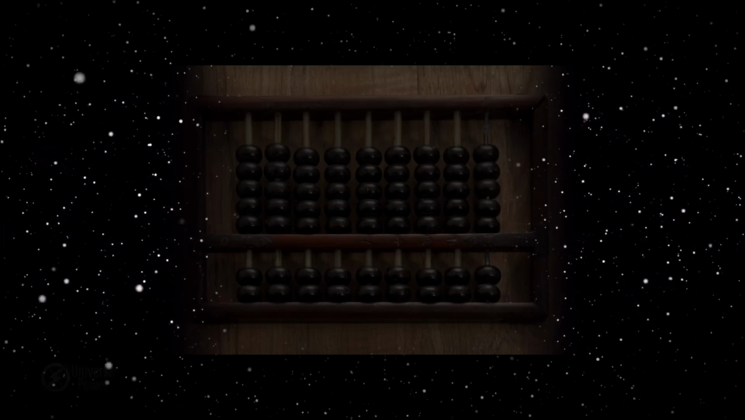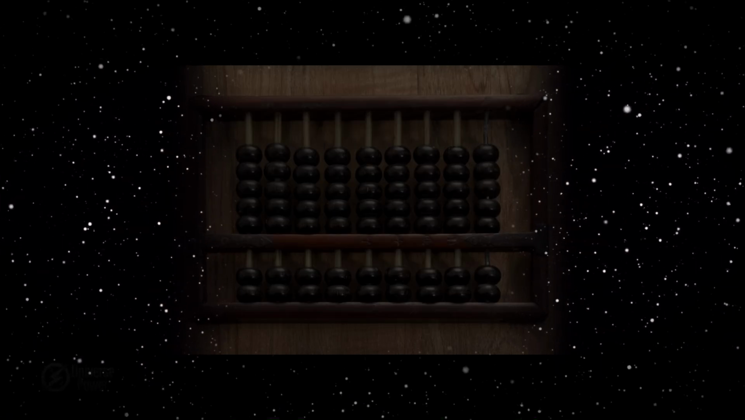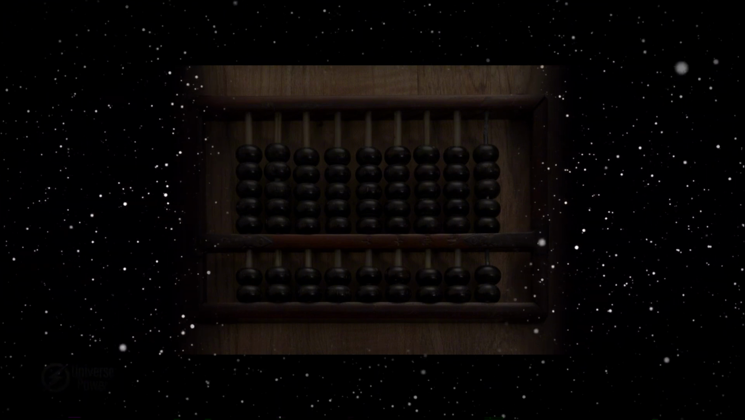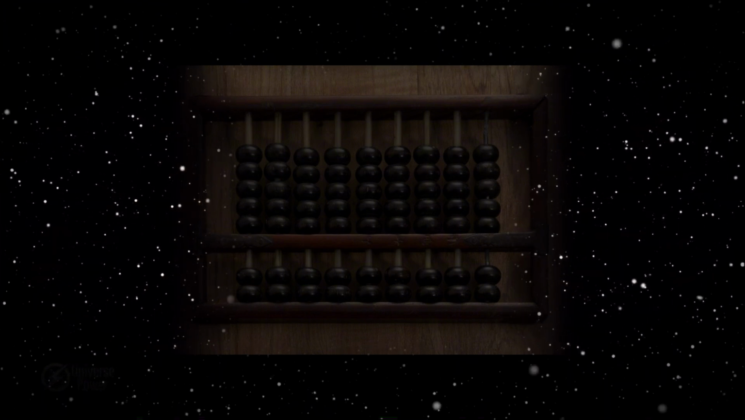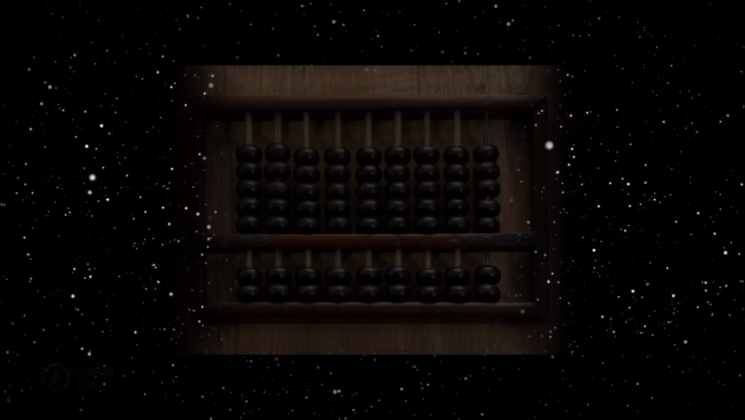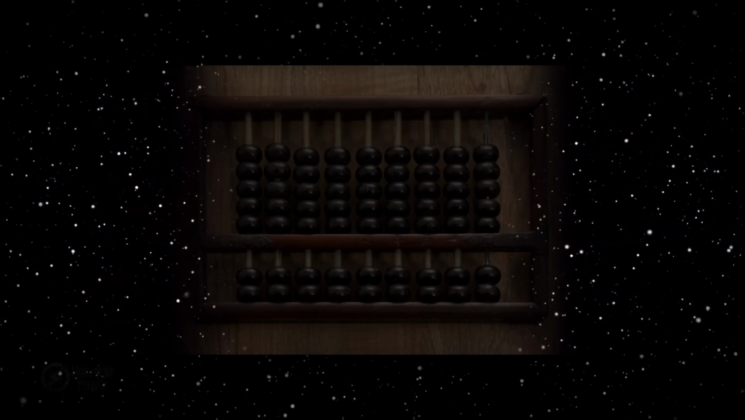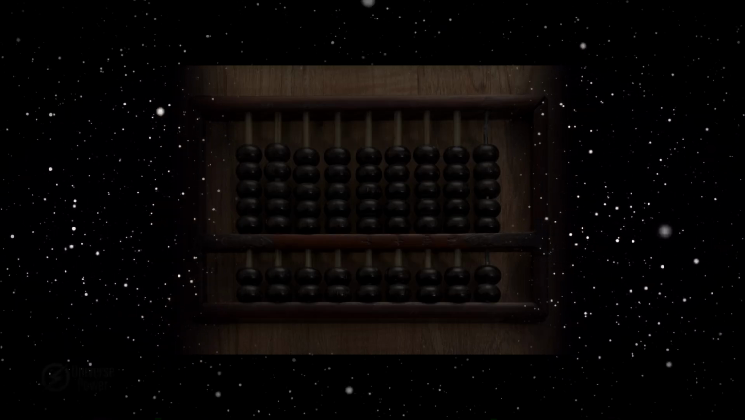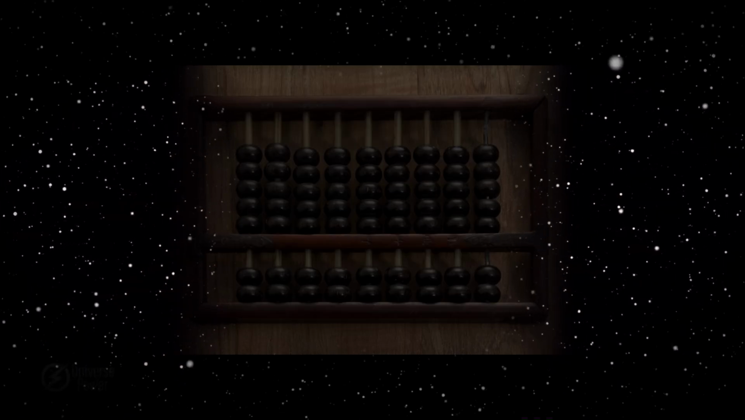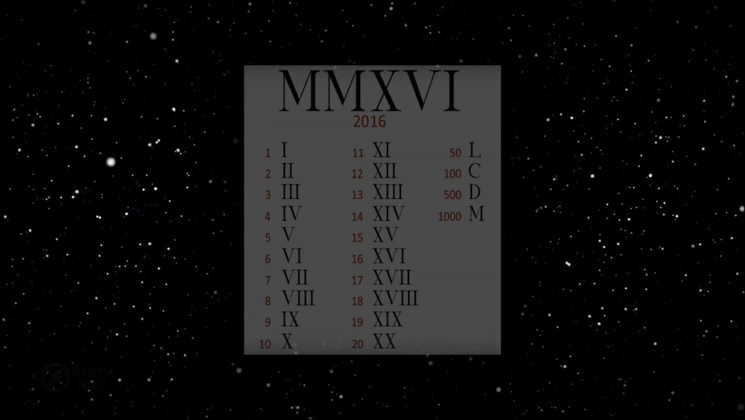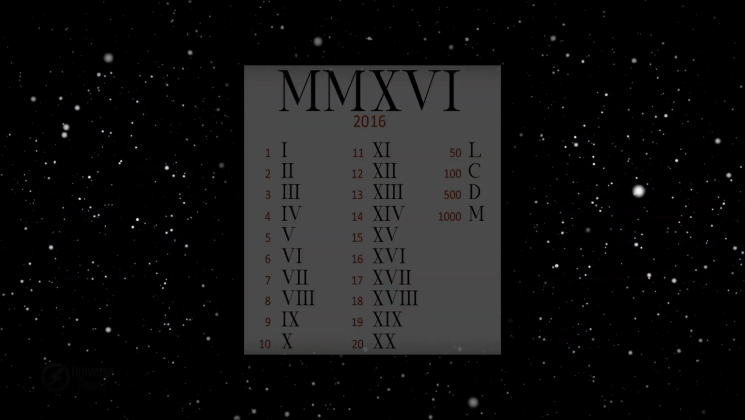Even into the 20th century, a skilled abacus user could outpace early electronic calculators. The abacus trained generations of people to think about numbers structurally. It was not just a tool, it was an early computer in human hands, showing that mechanical processes could extend mental capacity.